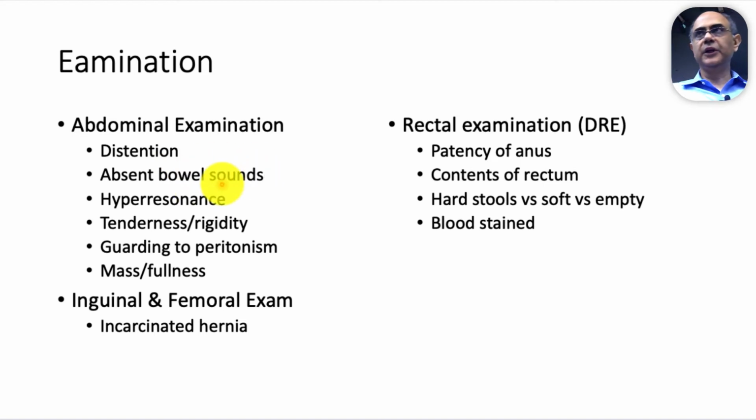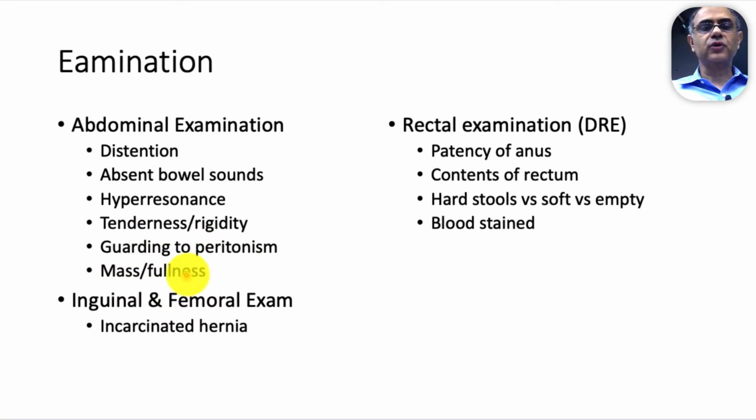Bowel sounds. Initially, the bowel sounds will be hyper-resonant. They will be exaggerated. But later on, when the ileus sets in, the bowel sounds will disappear. If the patient is developing ischemia or strangulation, the features of peritonitis will set in, and there will be tenderness, localized guarding, and rigidity. If there is perforation, the patient gets full-blown peritonitis.